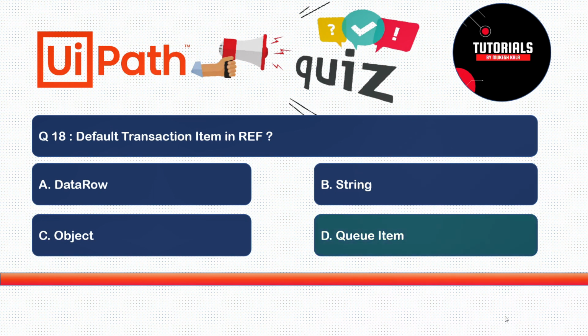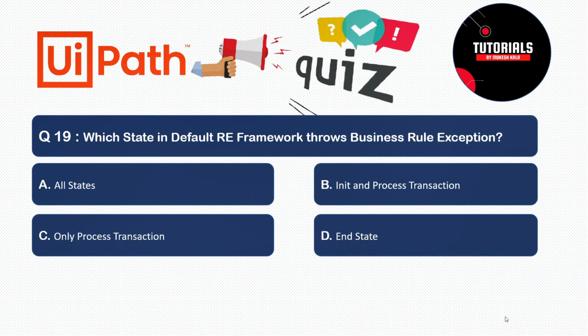And the correct answer is option number D, which is called queue item. Whenever we create a new robotics enterprise framework, we always get something which is called transaction item, and that is nothing but queue item. So let's move to question number 19 now.